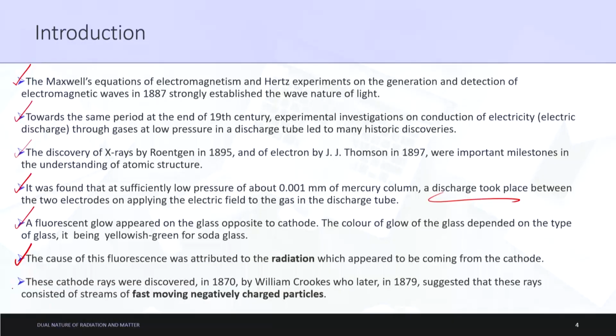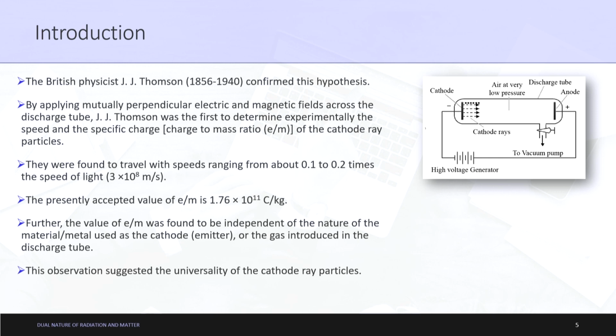So that is the conclusion of this introduction for this first slide, that these cathode rays were discovered in 1870 by William Crookes, who later in 1879 suggested that these rays consisted of streams of fast moving negatively charged particles. Please, you do not need to remember anything from here. This is just to give you some insight into why we are reading this chapter, why there was a need to understand all these concepts, why there was an application. That is why I am explaining bit by bit.